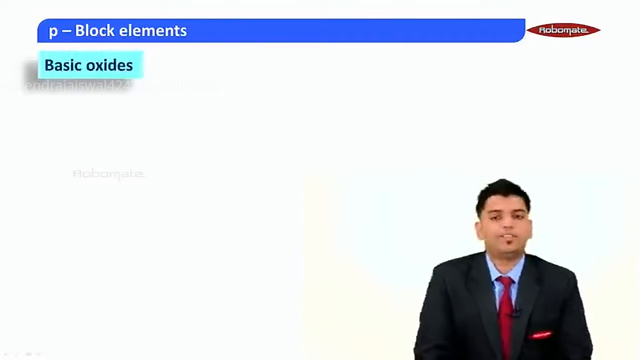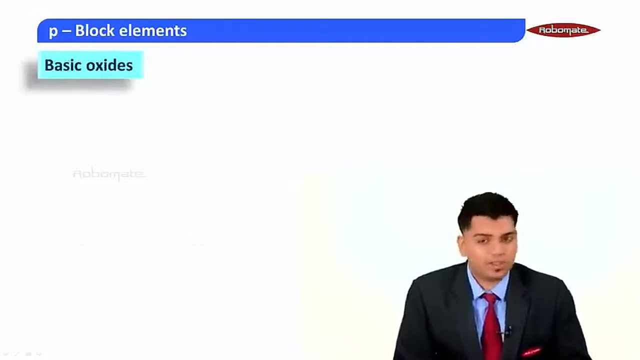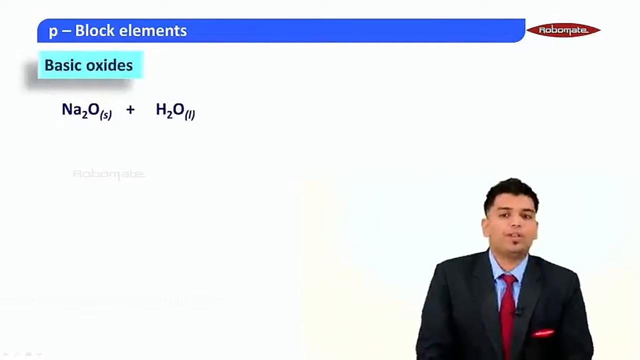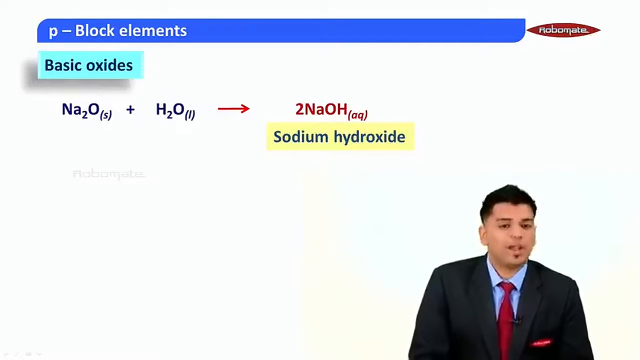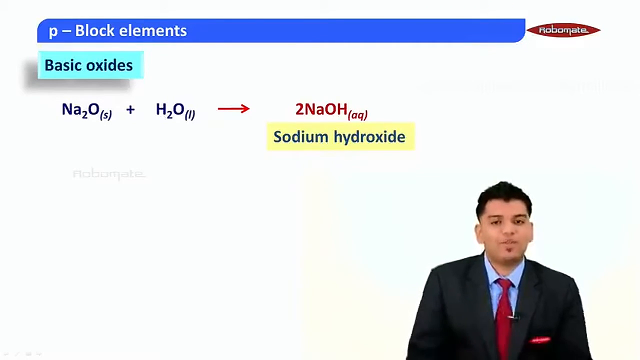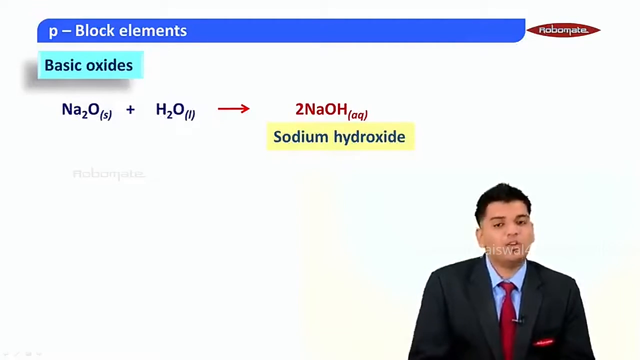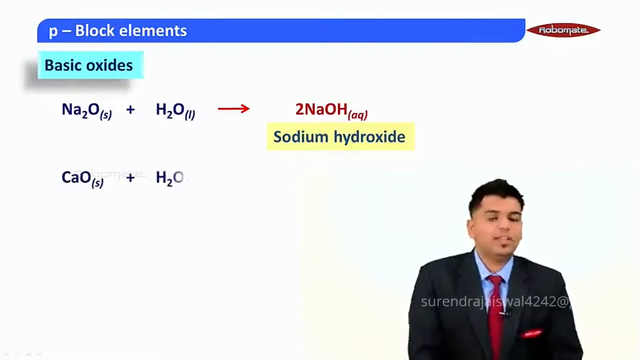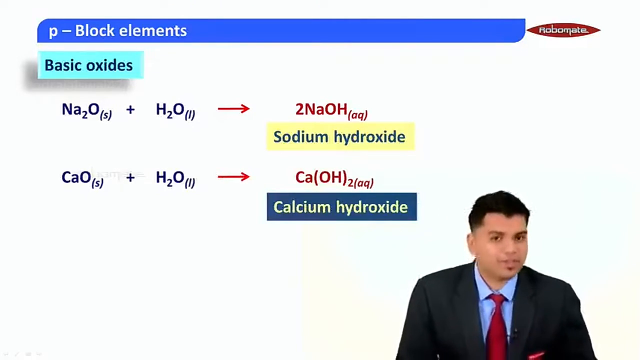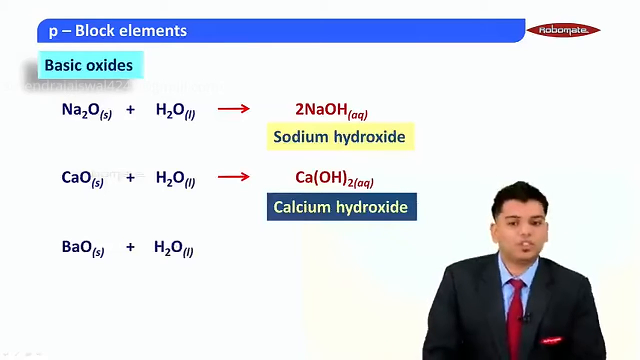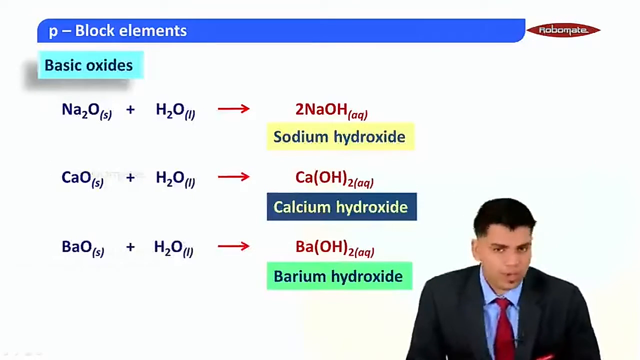Next we have basic oxides. Now oxides of metals are basic oxides, that is Na2O when reacted with H2O gives out NaOH, that is sodium hydroxide. So the next inference that we make here is that basic oxides when treated with water give out a base. CaO with H2O gives Ca(OH)2, that is calcium hydroxide. Next, BaO plus H2O gives barium hydroxide, which is Ba(OH)2.